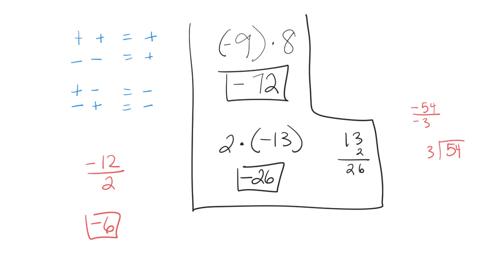All right, 3 goes into 5 once. 1 times 3 is 3. Then you subtract. 5 minus 3 is 2. Bring down your next number. And 3 goes into 24 evenly, 8 times. So my answer is 18. And one more time, since I had an even number of negative signs, it's going to stay a positive 18 for my final answer.